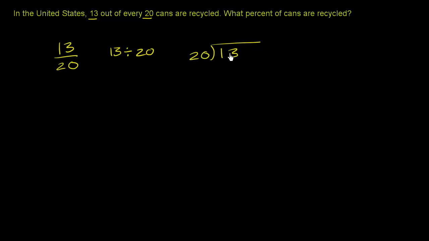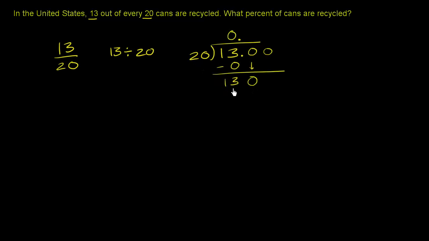We have the smaller number, in this case, being divided by the larger number. So we're going to get a value less than 1. Since we're going to get a value less than 1, let's put a decimal right over here, and let's add a couple of zeros, as many zeros as we would need. And we could say, hey, look, 20 goes into 13 0 times. 20 times 0 is 0, and then 13 minus 0 is 13. Now you bring down a 0.